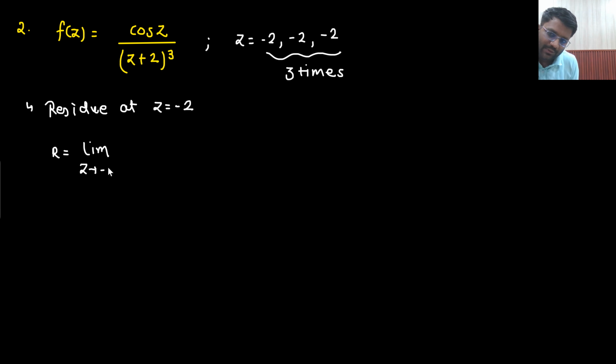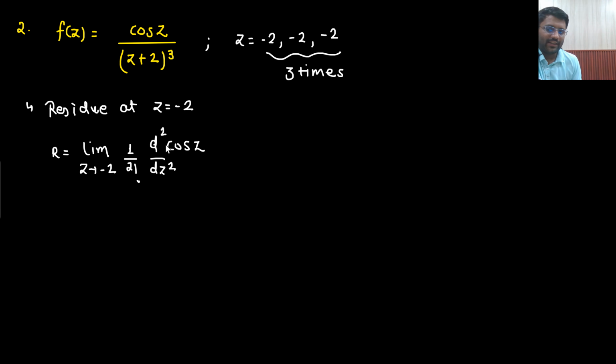Limit z tending to minus 2. Whoever is creating the problem, remove that. What will you get? Cos z. Sir, it was occurring 3 times, so I will differentiate 2 times, and then, sir, divide by 2 factorial. There you go. This is the answer.